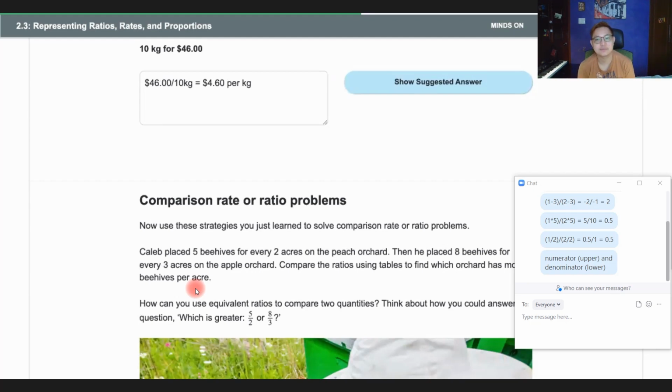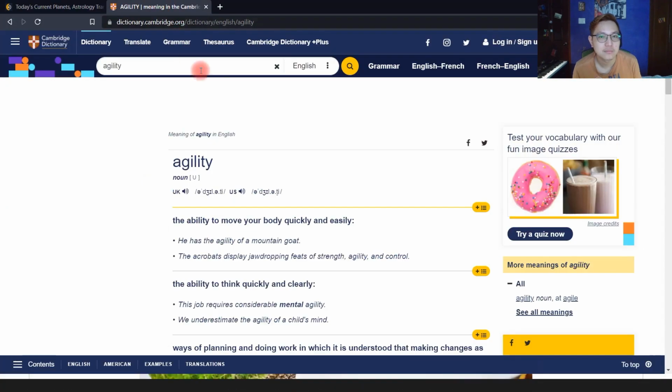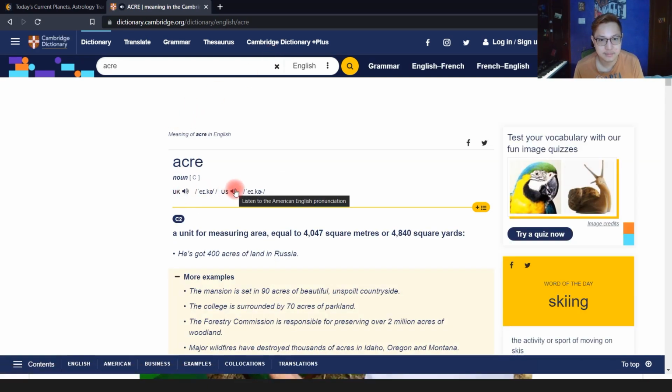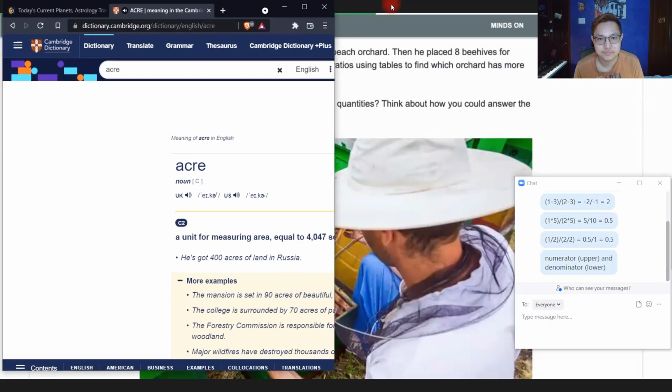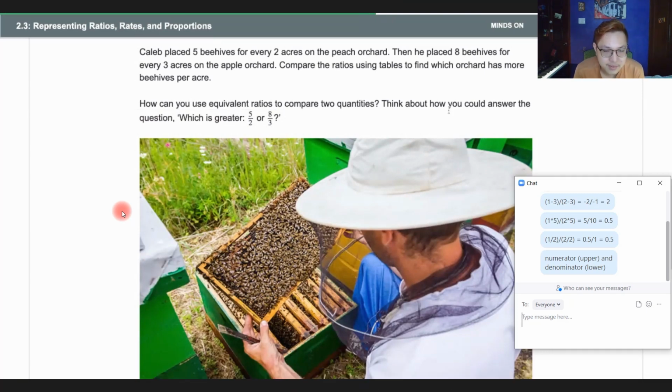Then he placed 8 beehives for every 3 acres on the apple orchard. Compare the ratio using a table to find which orchard has more beehives per acre. I'm checking the pronunciation: it's acre. Alright, now please compare the ratios and you will see.